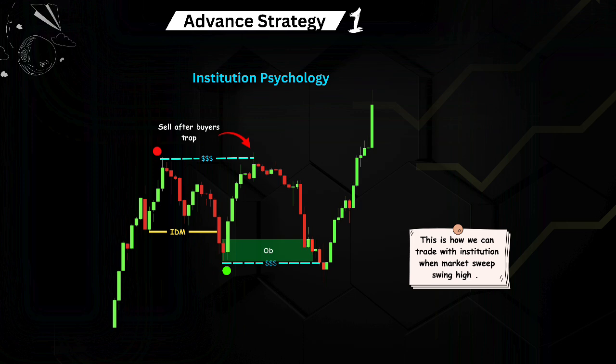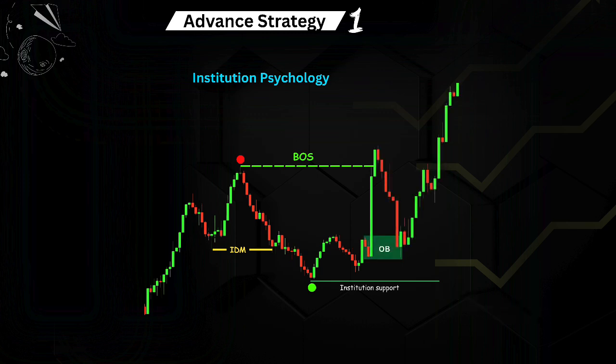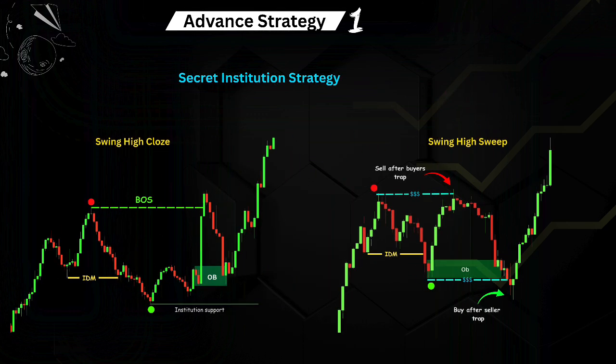We sell after trapping buyers and buy after trapping sellers. Now, let's understand the secret institutional psychology of the first case, when the market closes above the swing high. The strong low acts as institutional support, and in such a scenario, the market is mostly bullish from a valid order block or order flow without breaking the strong low. This is the secret psychology behind it, something most traders don't know.